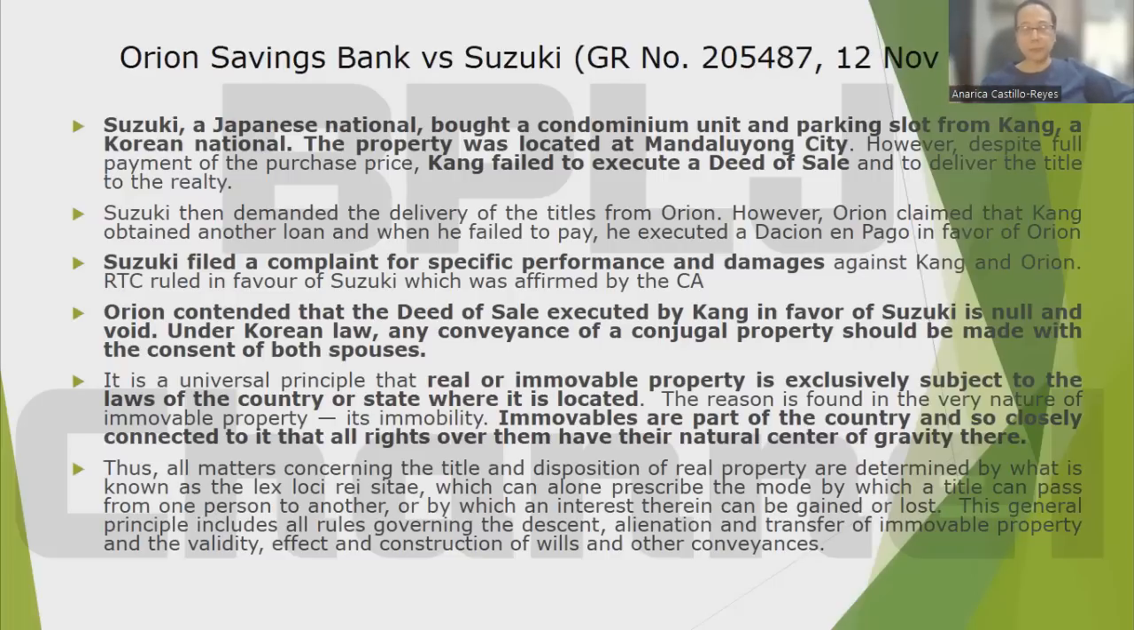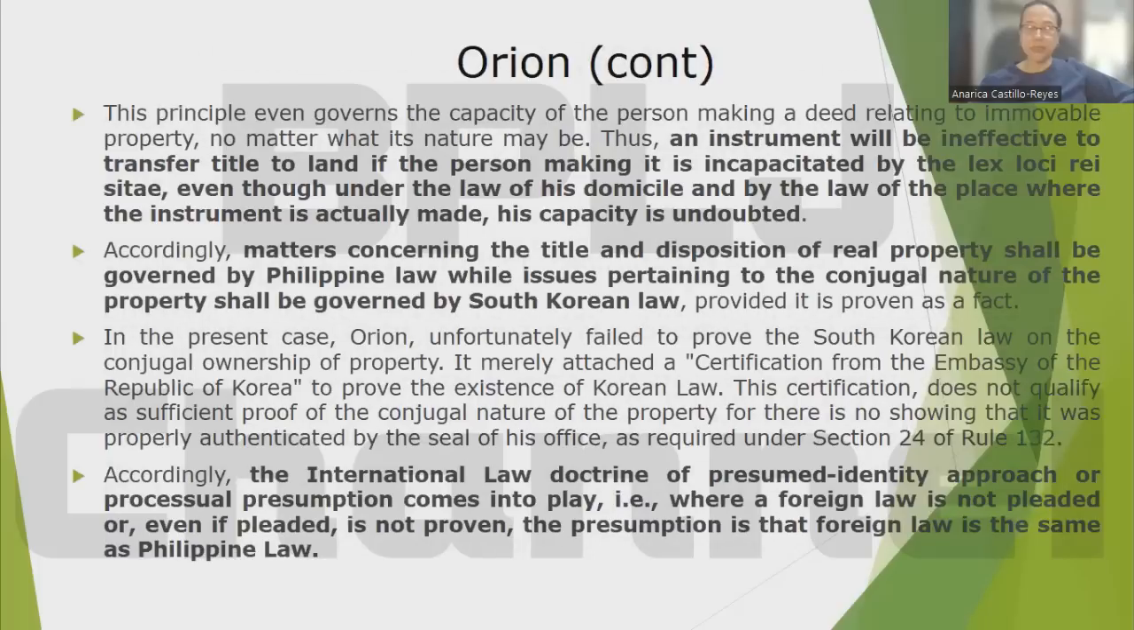So it is a universal principle that real or immovable property is exclusively subject to the laws of the country or state where it is located. Immovables are part of the country and so closely connected to it that all rights over them have their natural center of gravity here. An instrument will be ineffective to transfer title to land if the person making it is incapacitated by the lex loci rei sitae, even though under the law of his domicile, his capacity is undoubted.